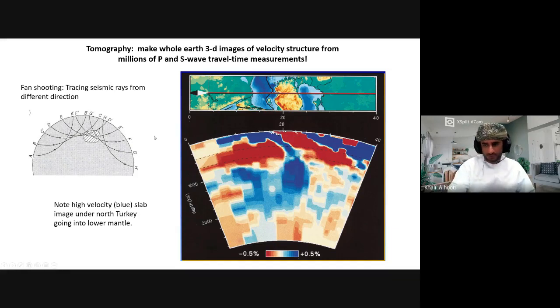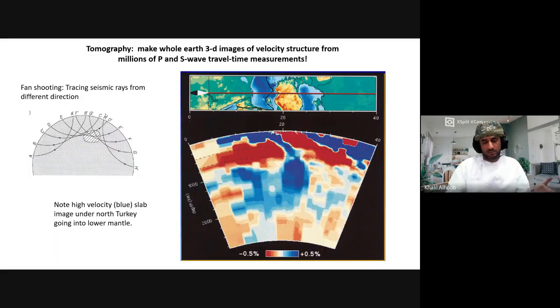In geophysics, we use something similar. We call it tomography. They call it imaging, CT scan imaging. Is that clear?